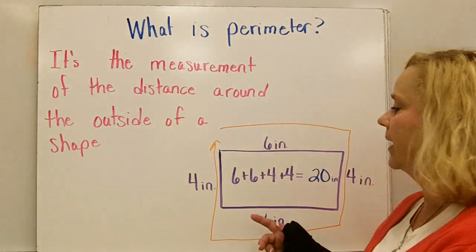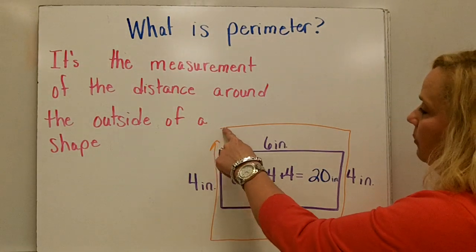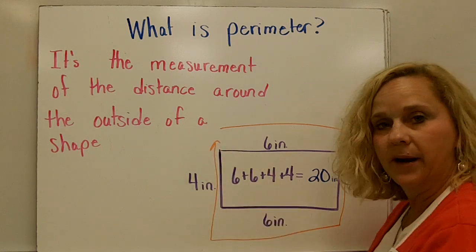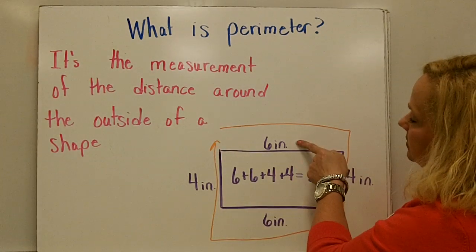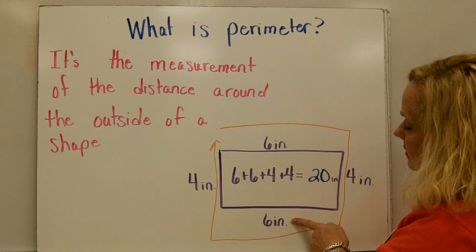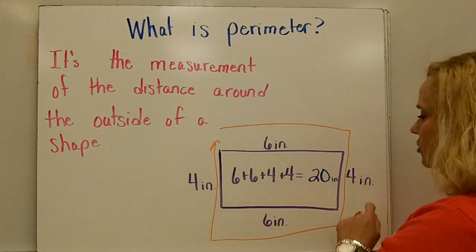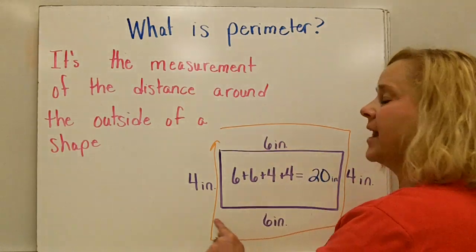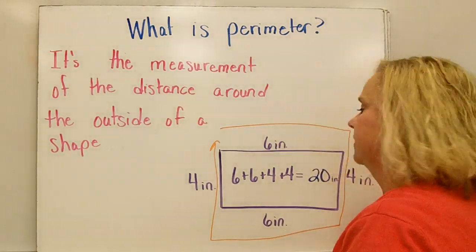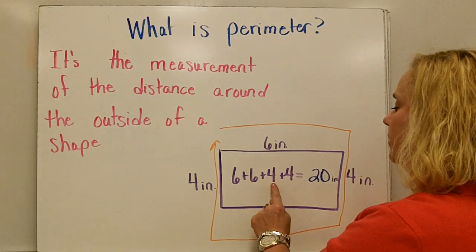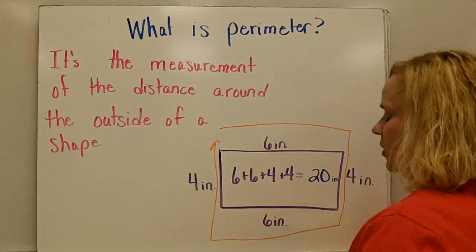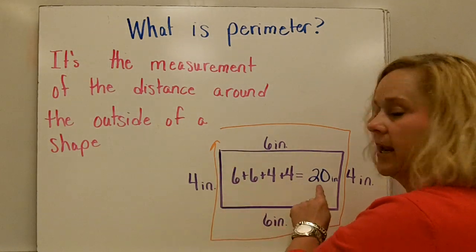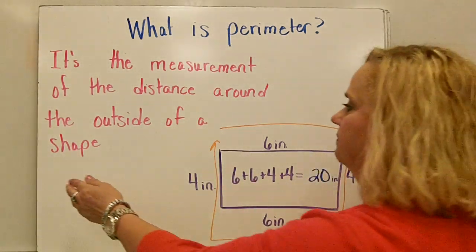For example, I have a rectangle drawn here, and my perimeter is how much is the distance all the way around this shape. Notice this top is 6 inches, this is 6 inches, 4 inches, and 4 inches. So to find the perimeter of a shape, you're going to add up all of the sides. I've added 6 plus 6 plus 4 plus 4, which equals 20 inches. So my perimeter of this rectangle equals 20 inches.